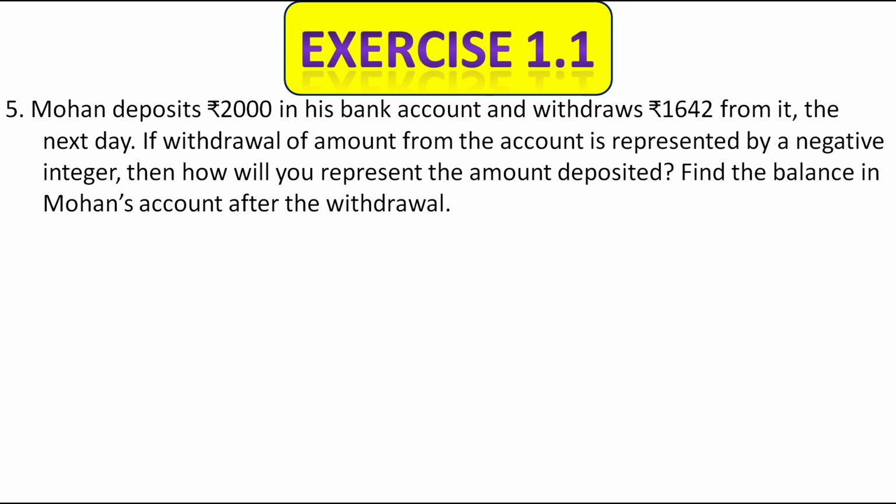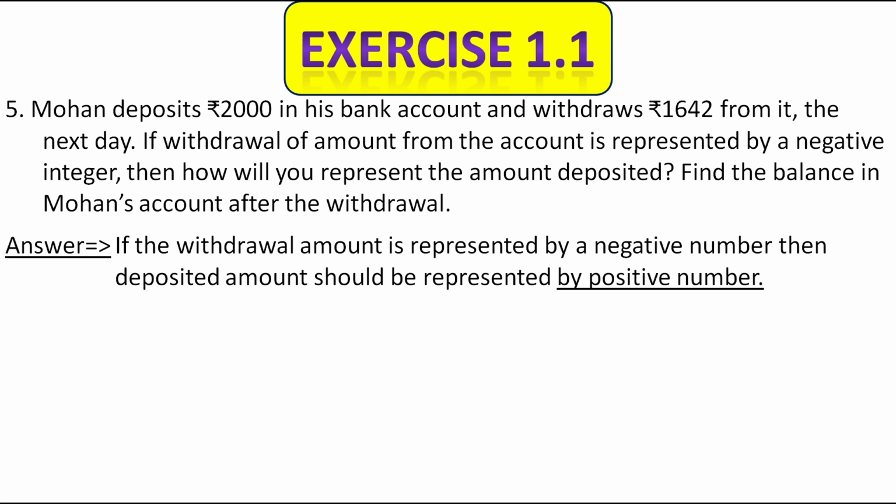Now here they are telling that withdrawal amount is represented by negative integer. Then of course deposit amount should be represented by positive number. Now the next question they have asked is, how will you represent the amount deposited? We will represent it by plus 2000. Now find the balance in Mohan's account after the withdrawal. To find balance, we have to do the operation between them, means plus 2000 minus 1642. Why minus 1642? Because this is the withdrawal amount.